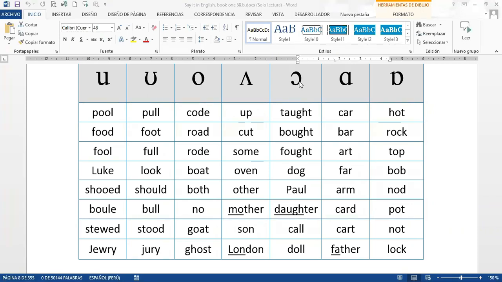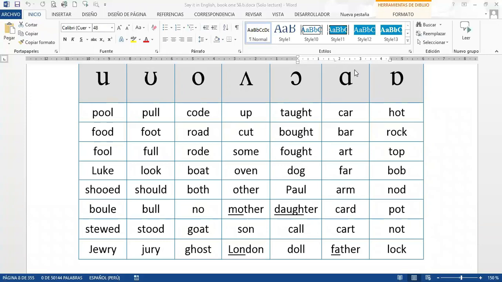This is ah, very close to ah, but it's not ah, okay? So examples, listen and repeat. Taught, bought, fought, dog, Paul, daughter, call, doll. Okay, very well.